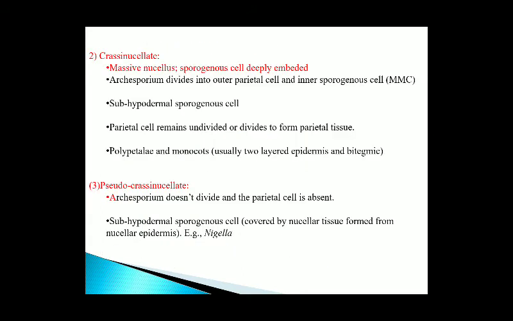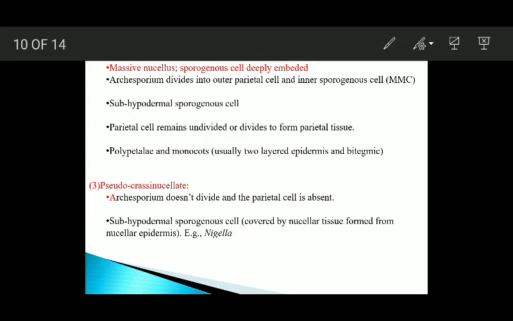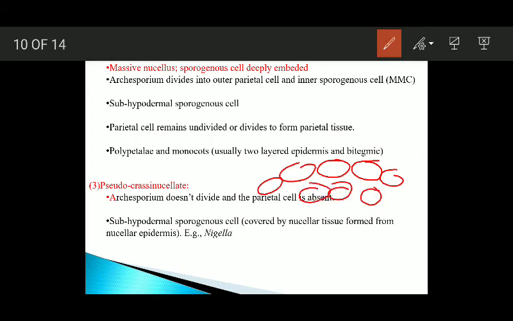Now, the second type is crassinucellate. In these ovules, the nucellus is massive and the sporogenous cell is deeply embedded. How? Let's make it here. This is the nucellar epidermis. We are going to have other layers. Say for example here, one of the cells, say this cell, starts functioning as archesporium or archesporial cell.